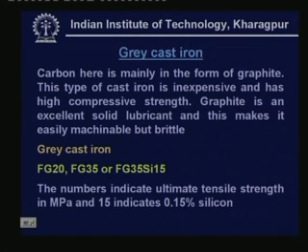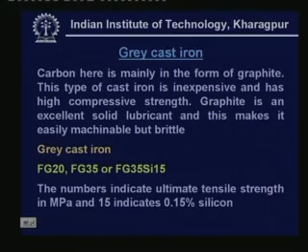Now, if you take the last one, FG35 SI15, the number indicates the ultimate tensile strength in megapascal. I think you have seen the stress strain diagram. Normally you find the yield point, then the material goes to an ultimate stress value, the maximum value, and then it ruptures, or it fails, or the breaking point comes.